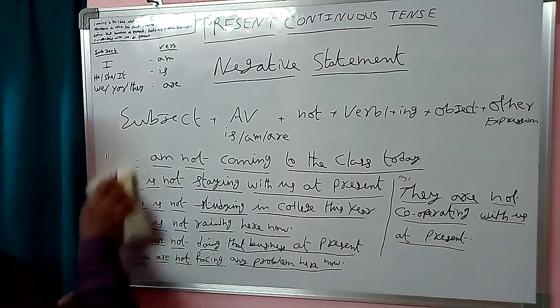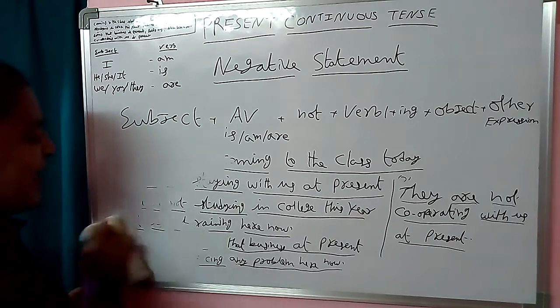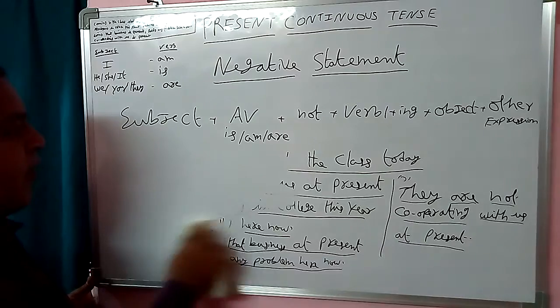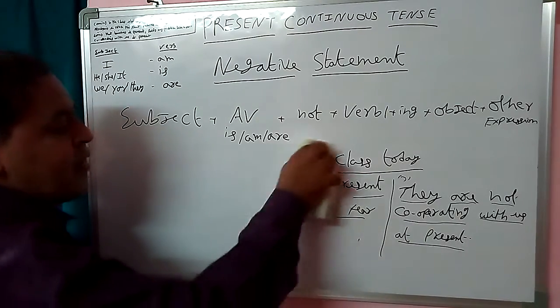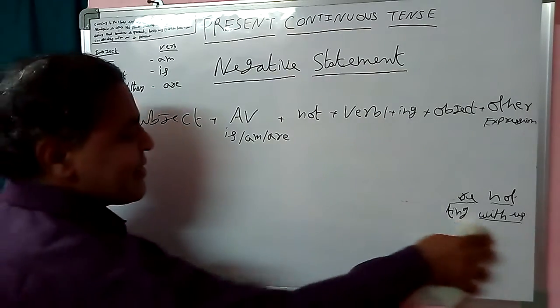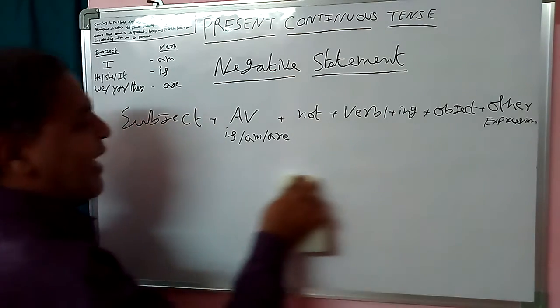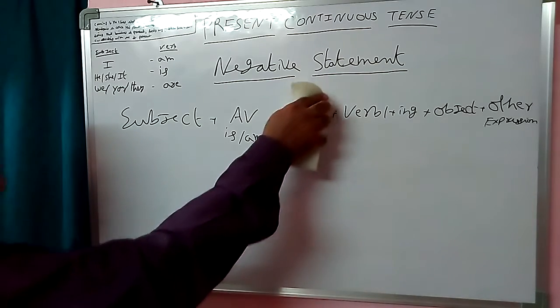Negative statement rule is subject, auxiliary verb. The auxiliary verb is is, am, are, not, verb 1 plus ing, object and other expression.